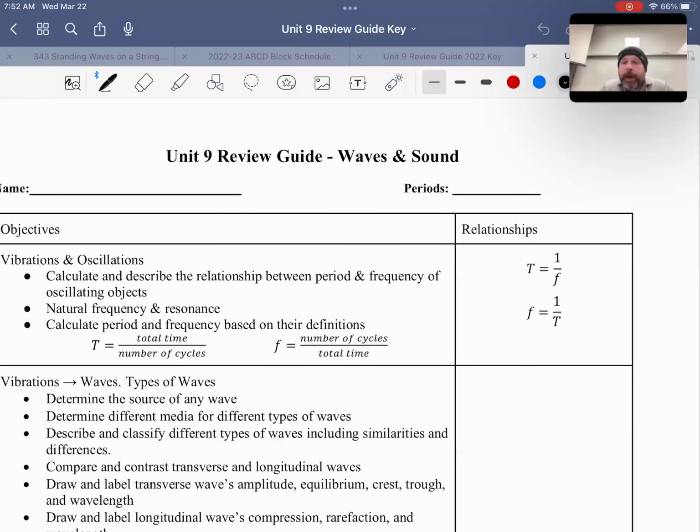All right. Hey, everybody. This is the Unit 9 Waves in Sound Review Guide. So real quick intro. This is kind of a new unit. We're going to deal with a new type of physics called waves. Waves transfer energy from one point to another without actually transferring any mass from that point to another.